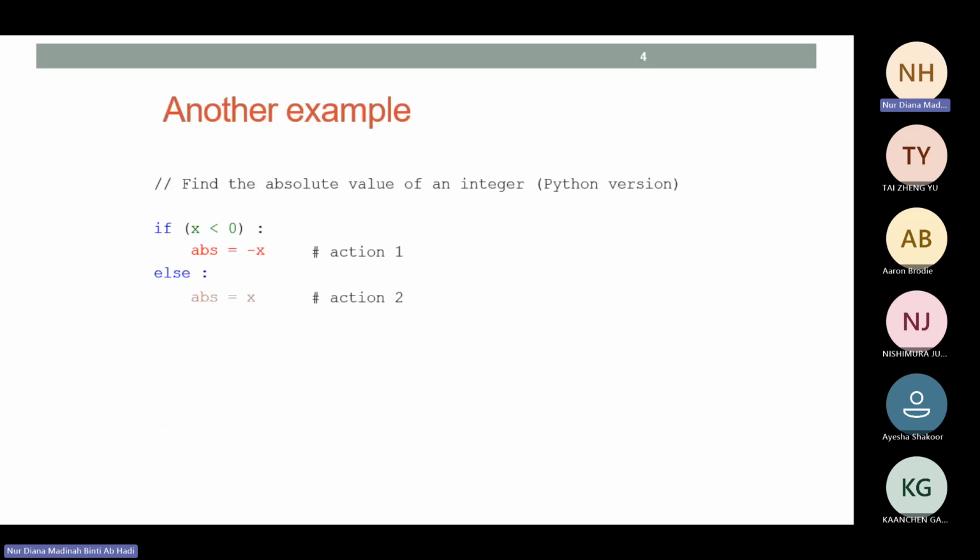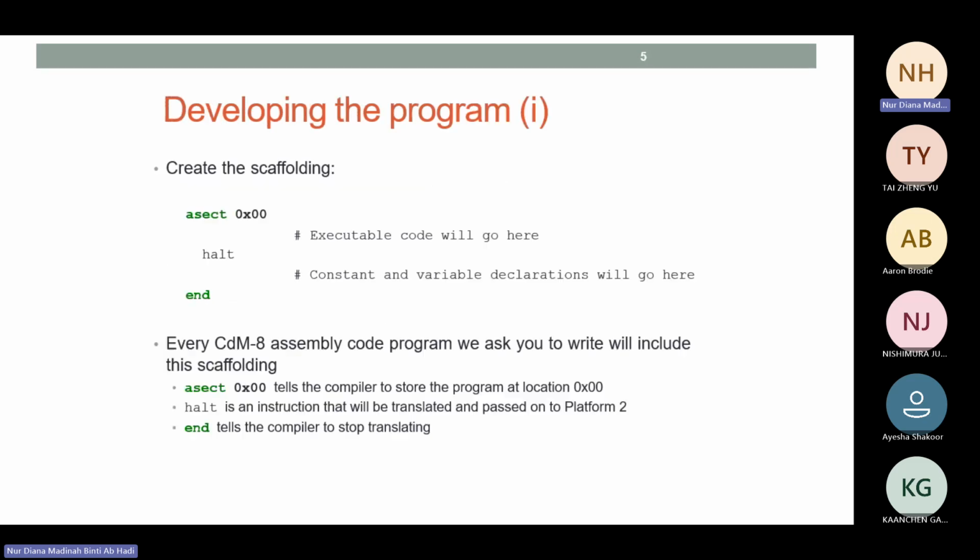Okay, so another example: find the absolute value of an integer. This is the Python version. So how do you do it? As usual, we need to create your scaffolding. These three things must be there. This is the template. You have to create your asset where you want to start your address, and then we will stop our clock and end.